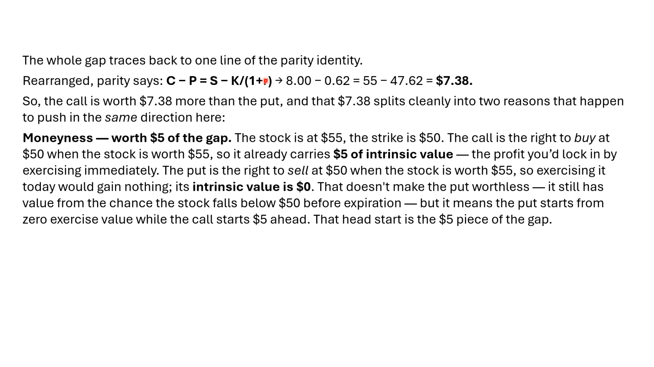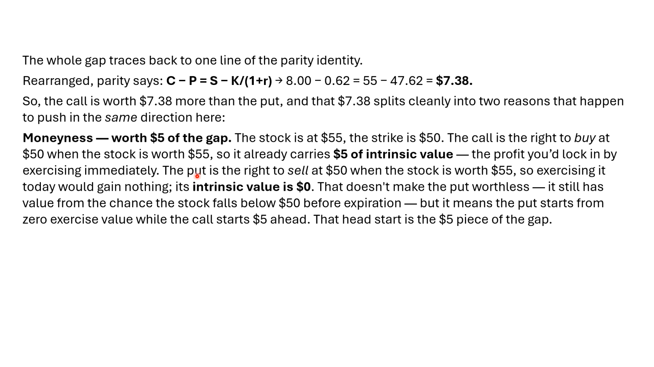There are two reasons for the difference between the price of the put and the call, which I've calculated up here. We already knew that from the previous slide. It's $7.38. The first reason has to do with the stock price being 55 and the strike being 50. So the call, as we know, is the right to buy at 50 when the price of the stock was already 55. So there's sort of $5 of intrinsic value right off the start.